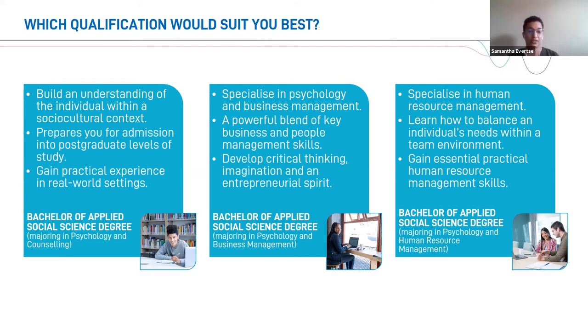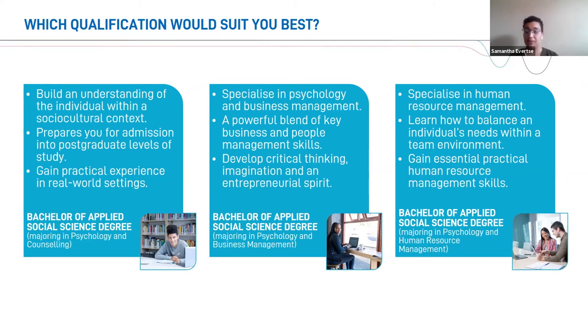The Bachelor of Applied Social Science, Psychology and Human Resource Management. The specialization focuses on psychology and human resource management, so these are two majors. Once you've completed this qualification, you'll be able to either choose a field in psychology for your honors if you wish to continue with postgraduate studies, or continue with human resource management, which is amazing. It's aimed at those looking to work in the human resource environment, organizational development, employee wellness, macro and micro business environments, labor law, and labor relations.